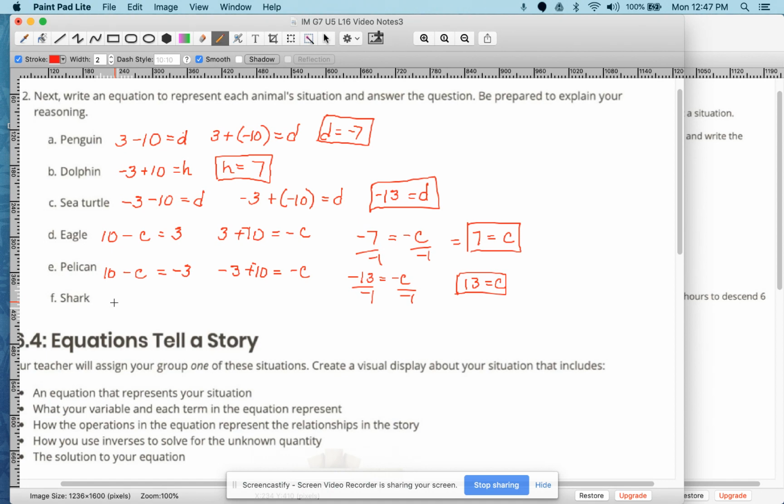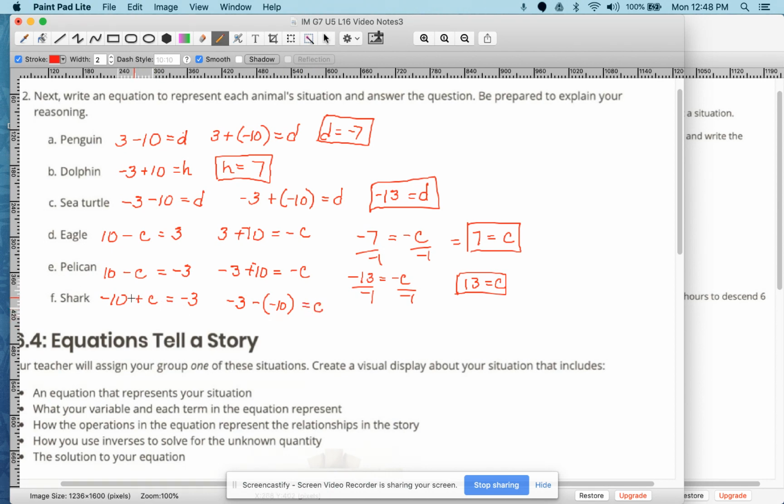F says a shark is swimming 10 feet below the sea level. So we're going to use a -10. And he swims up, reaching 3 feet below sea level. So he swims up an unknown amount and he reaches 3 feet below sea level. What is the change in depth? Well, again, we're going to just repeat the process. I have -3. I'm going to subtract a -10, and I'm going to get C.